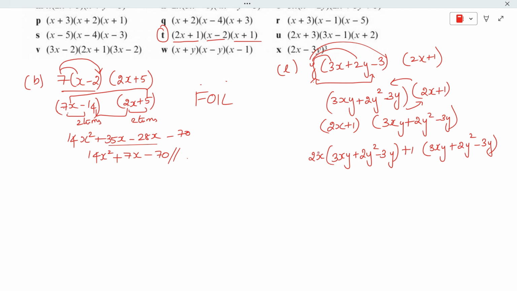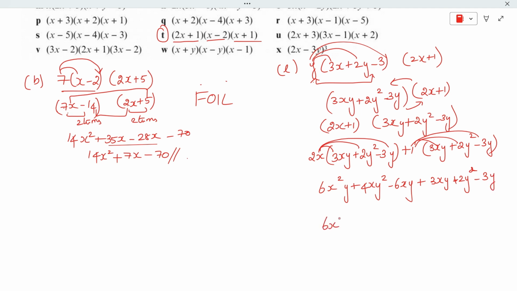Now multiply it. Multiply 2x with all the three terms, so you will get 6x squared y plus 4xy square minus 6xy. Similarly, multiply 1 with all the three terms, so you will get plus 3xy plus 2y square minus 3y. Now combine the like terms together. So 6x square y plus 4xy square, and these two are the like terms. So minus 6 plus 3 will be combined as minus 3xy plus 2y square minus 3y. So this is your answer.